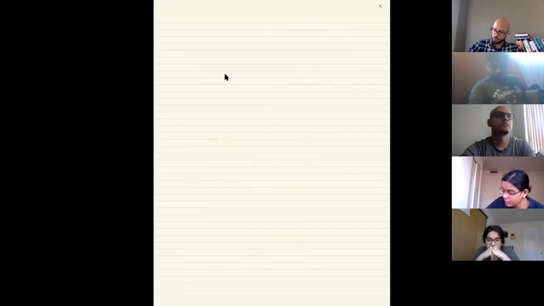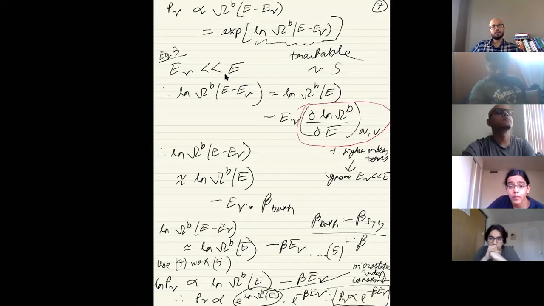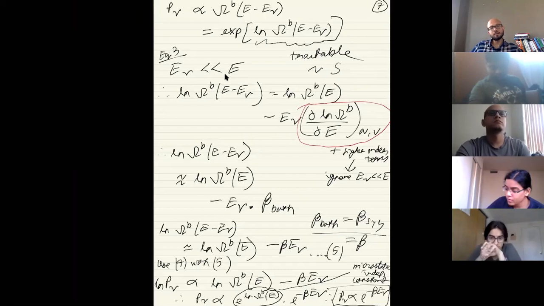So we have just shown that P nu is proportional to e to the power minus beta E nu. The argument here was, number 1, that the system plus bath is a thermally insulated system, and number 2, the system is much smaller than the bath. So we could do this. Then this one has no nu in it. There is no nu over here. So it's just a constant. So P nu is proportional to e to the power minus beta E nu.